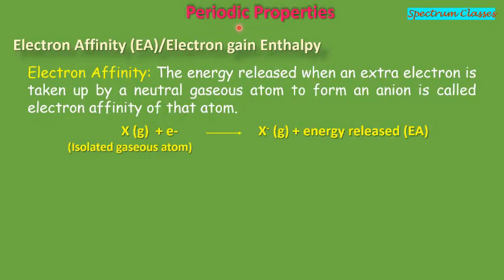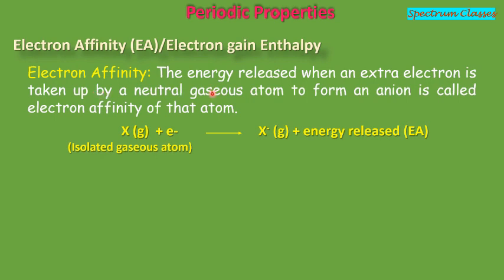Today in this periodic property series, we are going to discuss electron affinity, which is also known as electron gain enthalpy. In this video, we are going to discuss some exceptions related to electron affinity, some other properties related to electron affinity of the elements, and some MCQs and MSQs that have been asked in several competitive exams. So let's start with electron affinity.